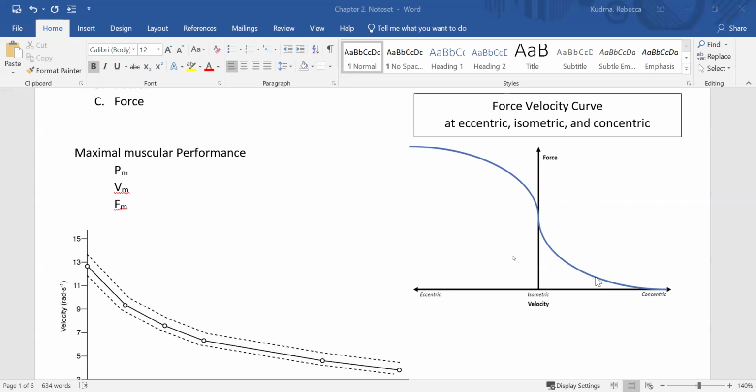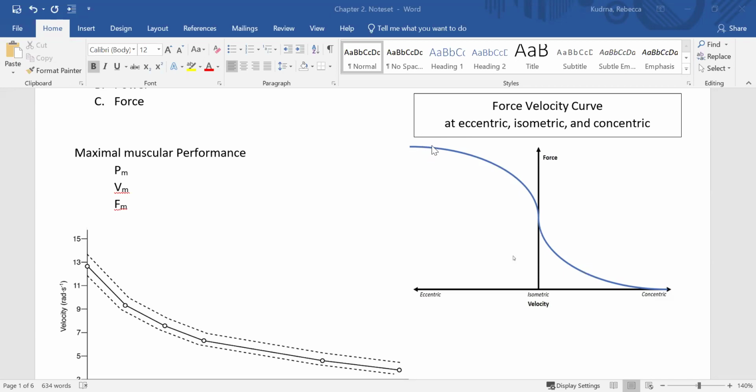This part of the graph is the same kind of graph you would see over here. This is just showing you the concentric, and you can see the same curve pattern. What happens if you go up here? So the highest force you could possibly generate for an individual is a very fast eccentric movement. However, we don't really train at this velocity because the risk of injury is immense.